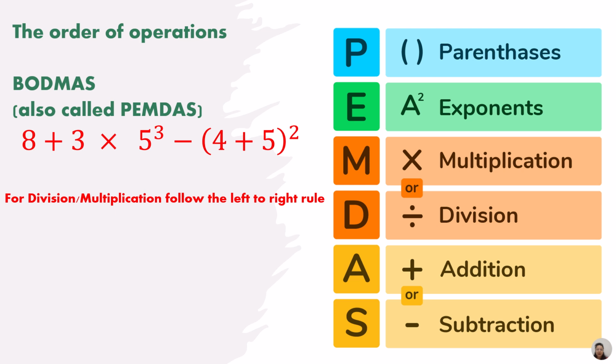Okay, let me stress on that. So following the left to right rule only works with multiplication and division together in one number sentence. And also, if you get addition and subtraction only in one number sentence or in an equation, and those are the two operations only, then you can follow the left to right rule. So if addition comes first, then you do addition. If subtraction comes first, you do subtraction. Okay, don't forget that.